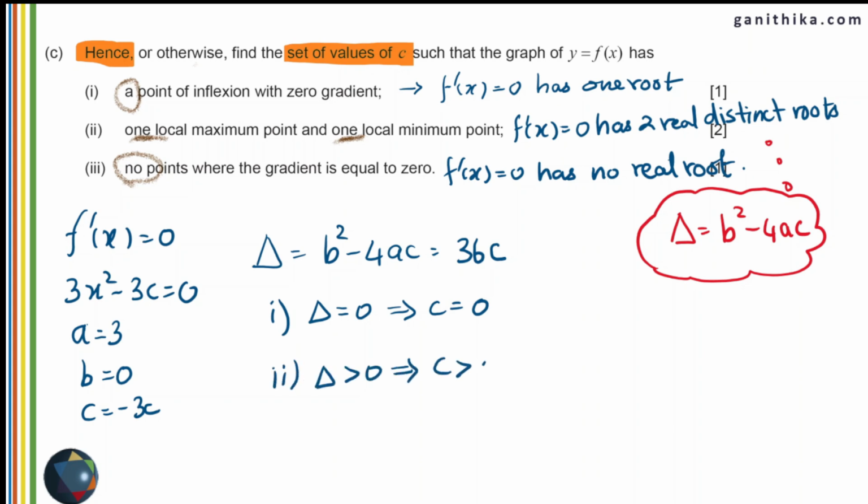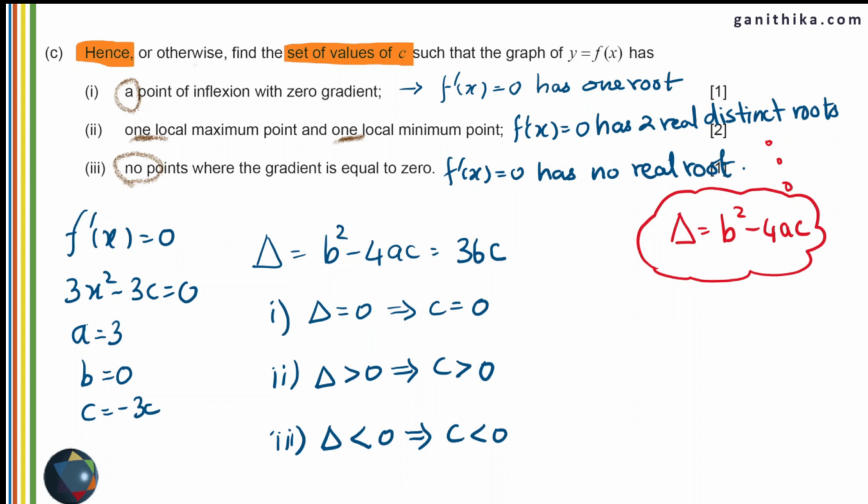Question number 2, two real distinct roots, is when the discriminant is greater than 0. 36c greater than 0 gives you c greater than 0. So for all positive c values, you will have one local maximum and one local minimum point. The third question is when there is no real root, which means the discriminant is less than 0. 36c less than 0 gives you c less than 0. So for all negative values of c, there are going to be no stationary points on the graph.